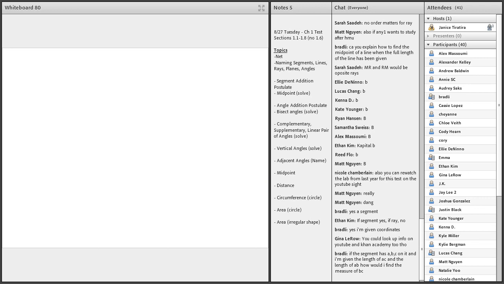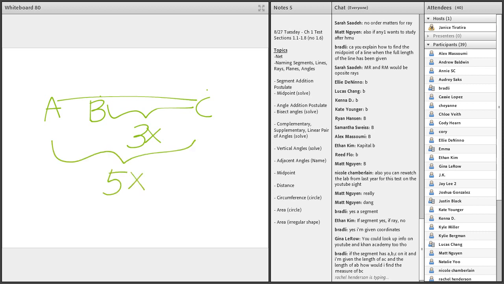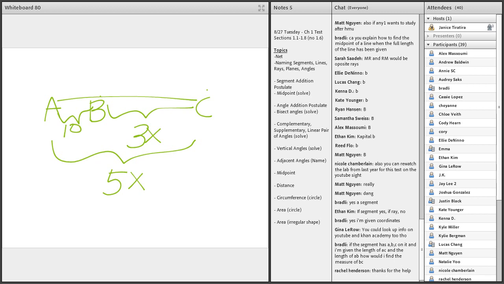Okay, so that's a different question, Bradley. If you're given a segment, no coordinates, let's say you have A, and then B is somewhere here, and C is somewhere here, you have to be given a couple things. Let's say BC is like 3x, and this whole thing is 5x, and this portion is like 10 or something. You have to be given some items. So then this one you would just do part plus part equals whole.